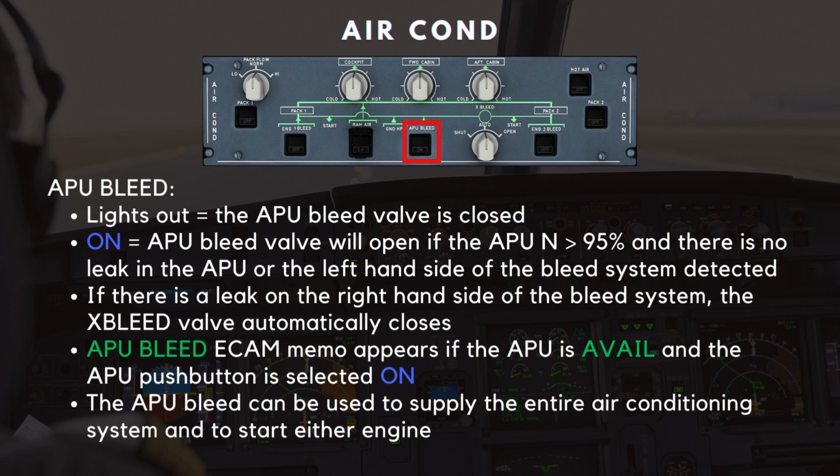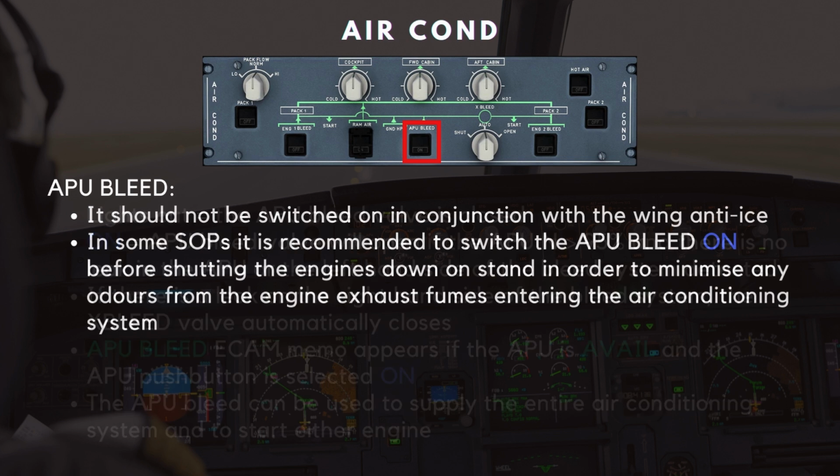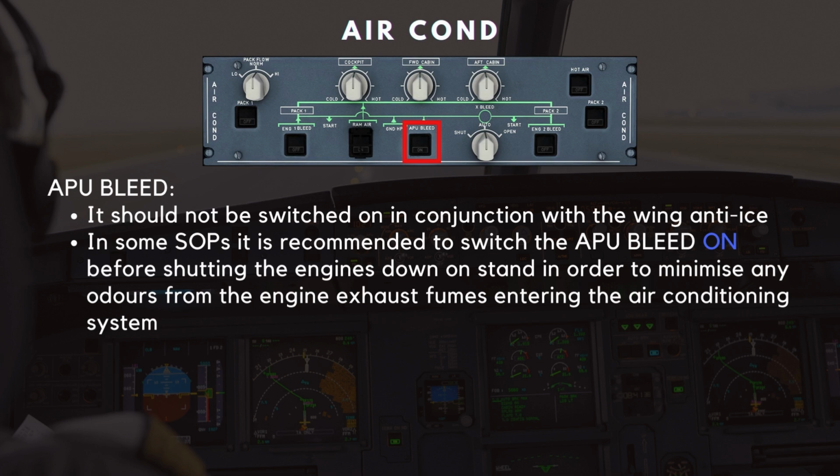The APU bleed ECAM memo appears if the APU is available and the APU push button is selected on. The APU bleed can be used to supply the entire air conditioning system and to start either engine. Some further notes on the APU bleed. It should not be switched on in conjunction with the wing anti-ice, and in some SOPs, it is recommended to switch the APU bleed on before shutting the engines down on stand to minimize any odors from the engine exhaust fumes entering the air conditioning system.